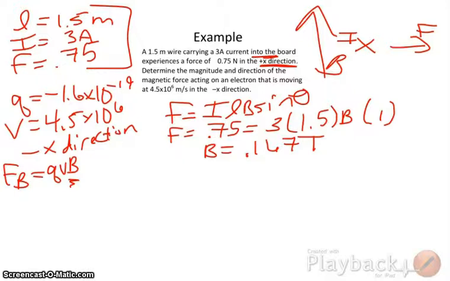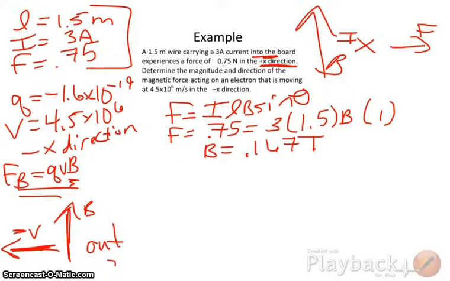Now for the second part, if we want the direction of the force, we know our magnetic field is this way, and our negative charge is going this way. Okay, so you have two options. You can use your left hand, or you can flip it when you're done. But you should get that your force is out of the page, represented by an O.